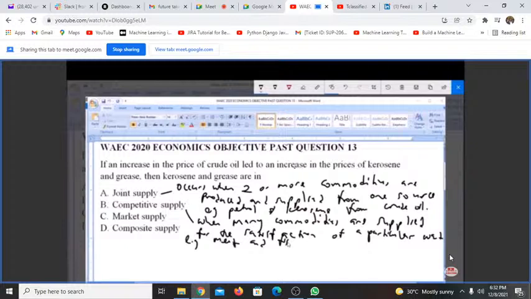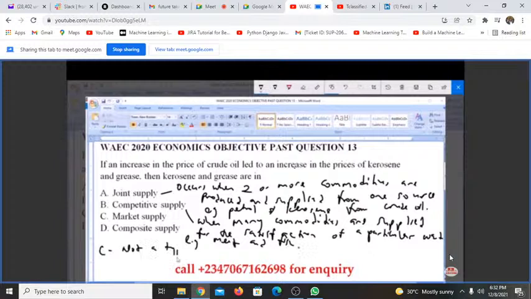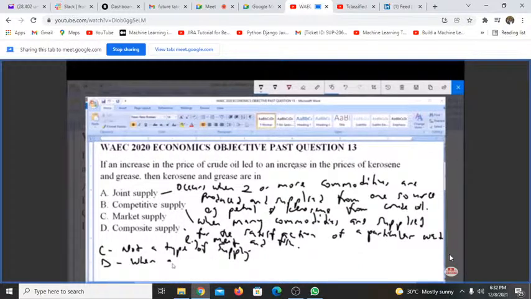Now option C, market supply, is not a type of supply. It is not a type of supply. And then option D, which is composite supply, refers to when a commodity can serve two or more purposes. Refers to the supply seen in a commodity that can serve two or more purposes.